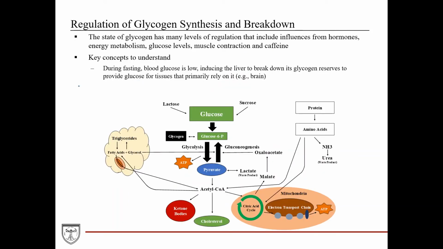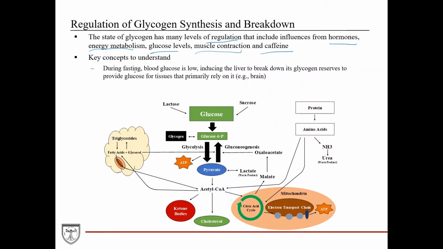All right, so now that we've talked about the structure, the synthesis, and the breakdown of glycogen, now we want to talk about how this all fits into the greater picture of metabolism and the story we've been telling here. And where that fits in is the regulation. Given the importance of glycogen, it has many levels of regulation. That includes influences from hormones, energy metabolism, glucose levels, muscle contraction, and caffeine.